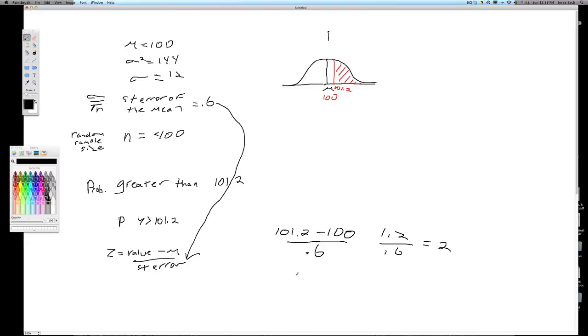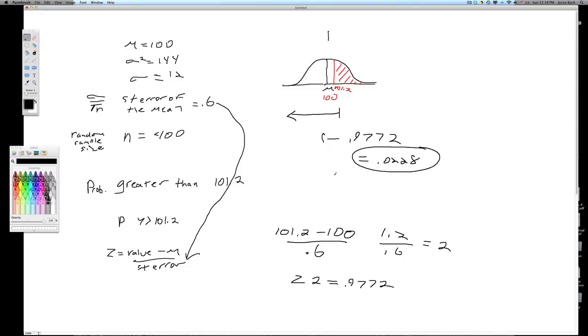If I look up the z-value of 2, I come up with 0.9772. Remember, this number, 0.9772, tells me the area below, so I need to go 1 minus 0.9772, which gives me 0.0228. So that is my probability. The probability that my score is going to be greater than 101.2 is 0.0228.